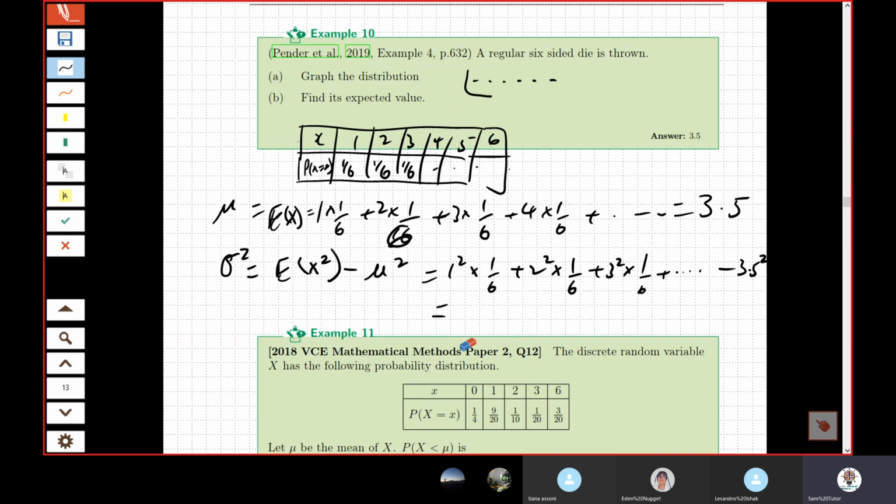Are you sure? Can someone double check it? Gives me 2.91. 35 on 12. I really thought the variance, throw dice, how far you've deviated away. Oh no, that makes sense actually. 3.5 to 6 and to 1. Yeah, that makes sense. But no, there should only be 1.